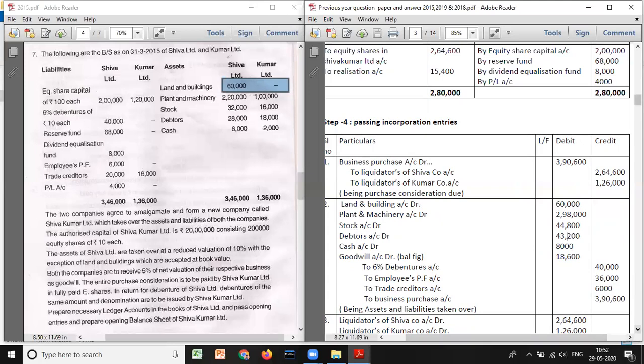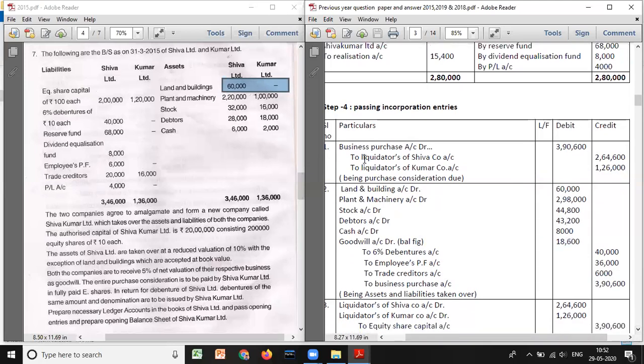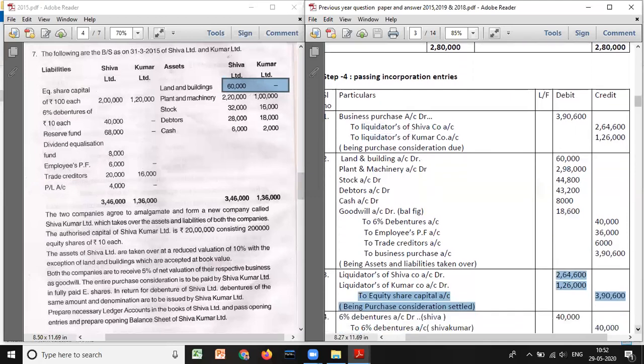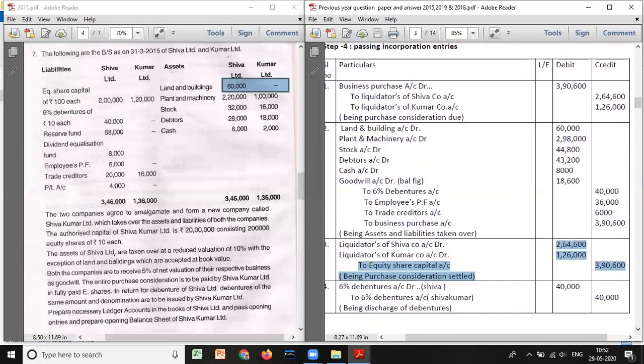The third one is what? You have to pass the final entry. Whatever you have created here, both will be debited. Liquidator of Shiva company account, 2,64,000. Liquidator of Kumar company, 1,26,000. To, it will be paid to whom? To equity share capital, discharge of PC. Okay. Done. The next one. I've told you, when you're calculating PC, you should not take the amount paid to debenture holders or creditors for calculation of PC, because we have to show a separate journal entry. Look at here, they have given.